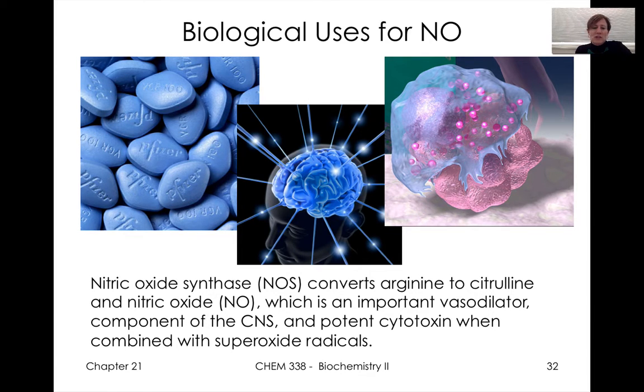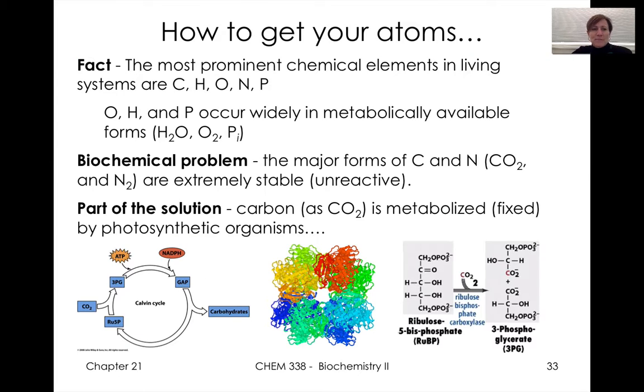It's an important vasodilator, which is why it's useful in the production of NO with Viagra. It's an important component of the central nervous system and nerve impulse transmission. It's also a potent cytotoxin. Even though we've talked about superoxide radicals being very damaging, your body has the ability to harness the activity of those and use them for good purposes.